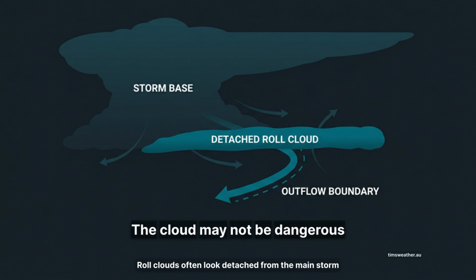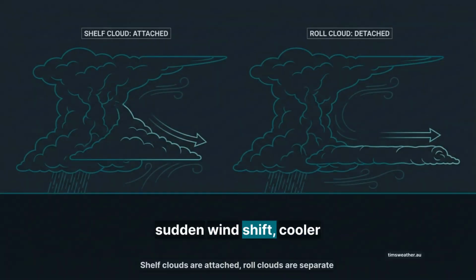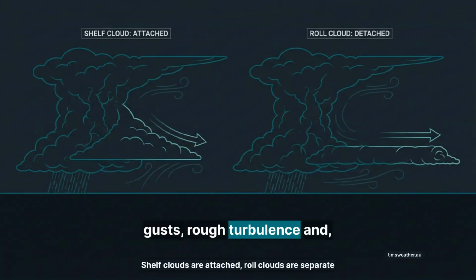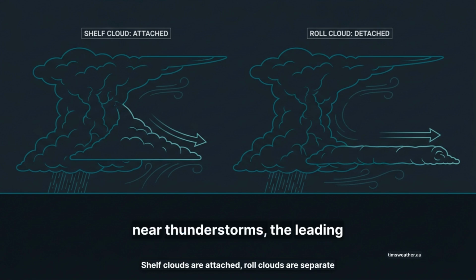The cloud may not be dangerous by itself, but it often marks a sharp change in the air. The boundary can bring a sudden wind shift, cooler gusts, rough turbulence, and, near thunderstorms, the leading edge of downdraft air reaching the surface. So the message is not to panic, but to pay attention.